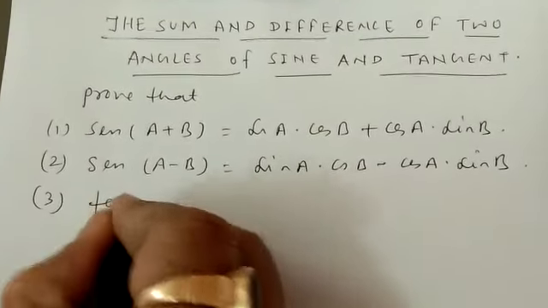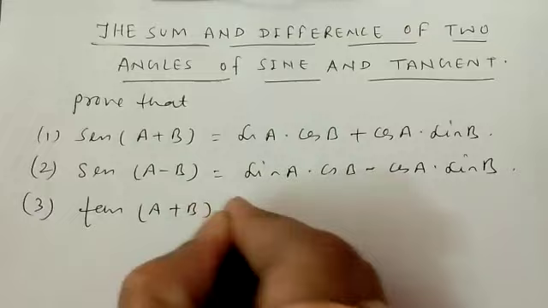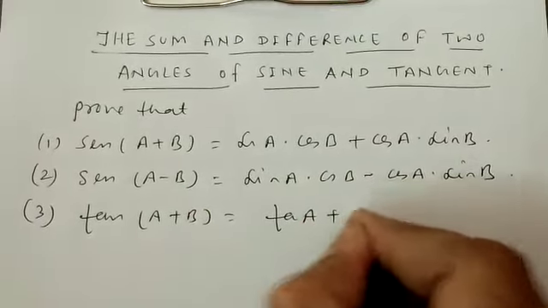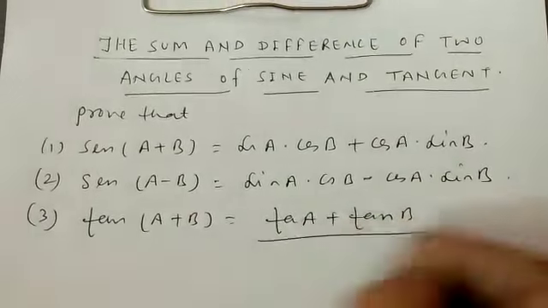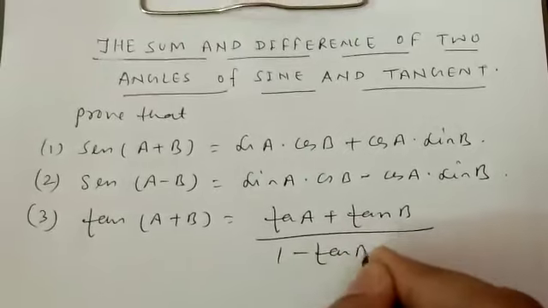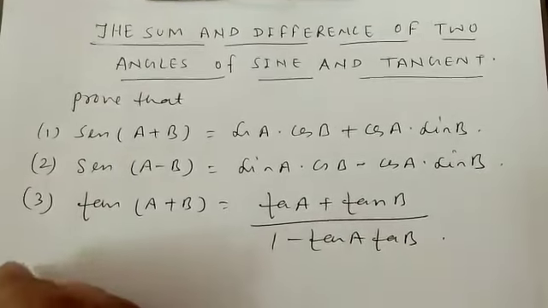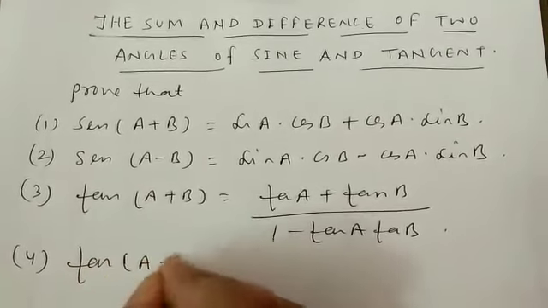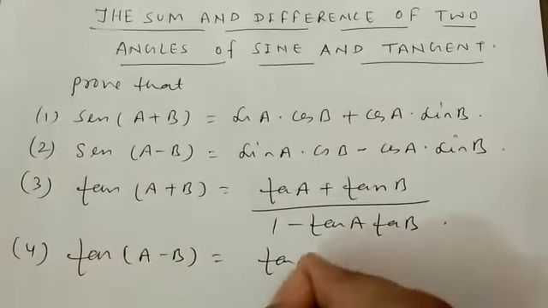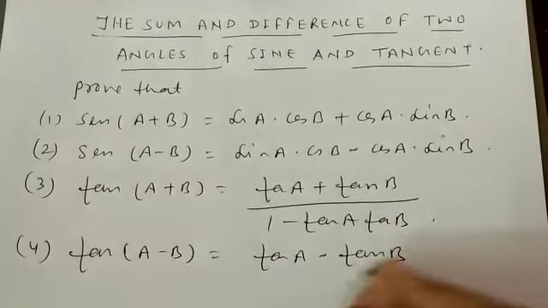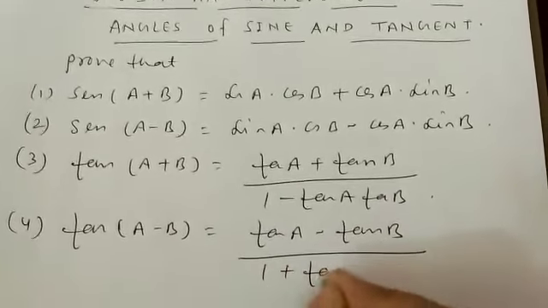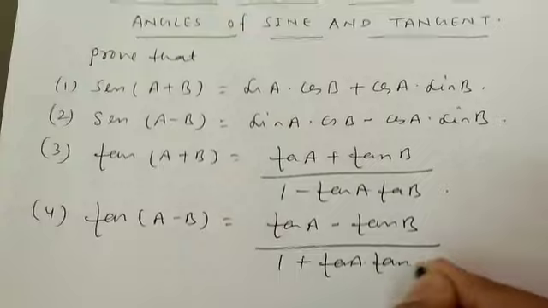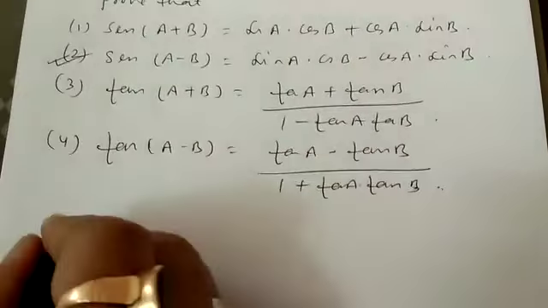Number 3, tan of a plus b is equal to tan of a plus tan of b whole divided by 1 minus tan of a into tan of b. Number 4, tan of a minus b is equal to tan of a minus tan of b whole divided by 1 plus tan of a into tan of b. First of all, I am going to explain sine of a minus b.